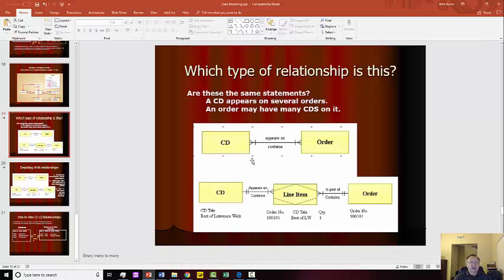Now, let's say we sell CDs. And a CD may appear on many orders. And an order may have many CDs on it. So what would this look like? Very dated example, which just shows you how old I am.